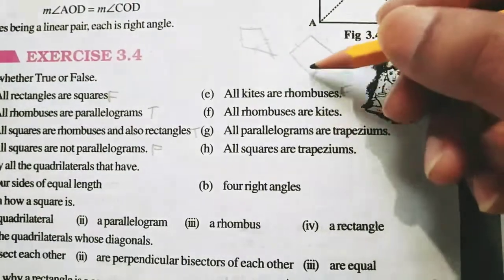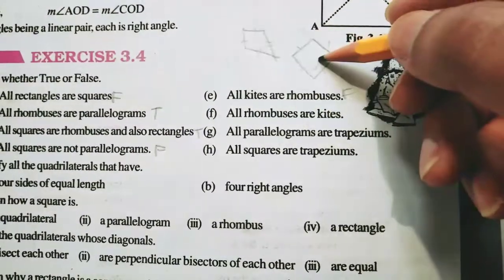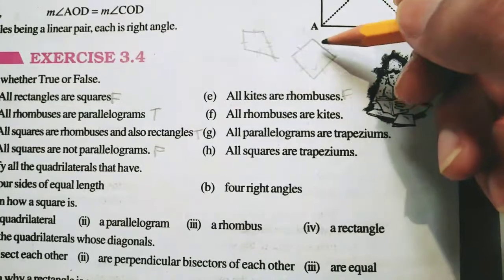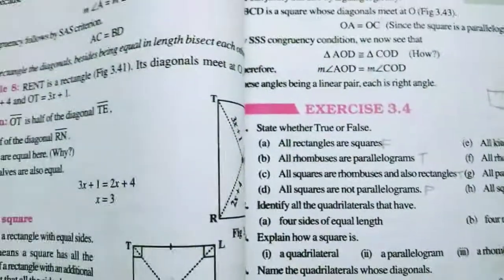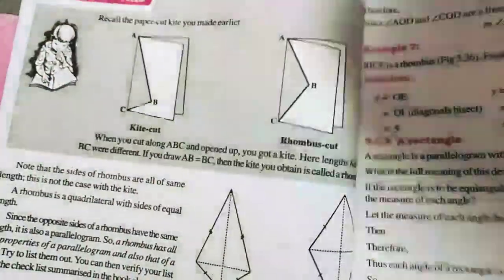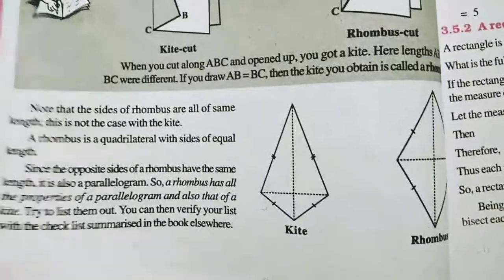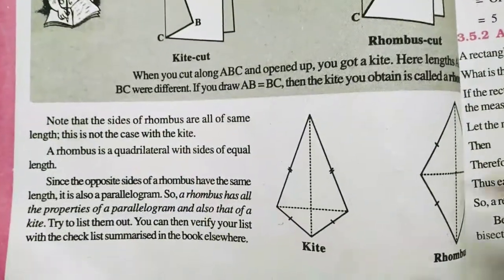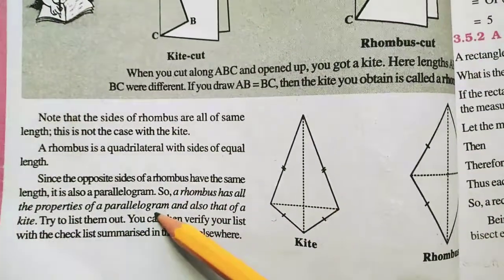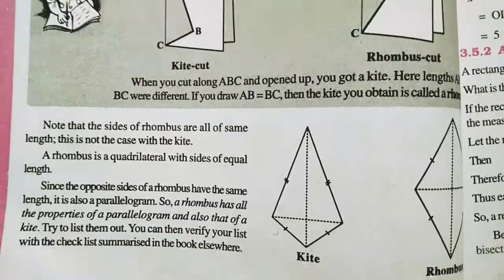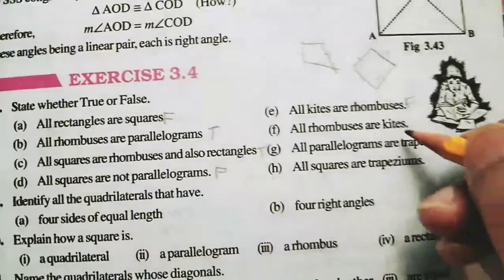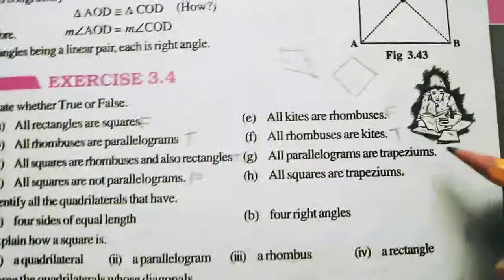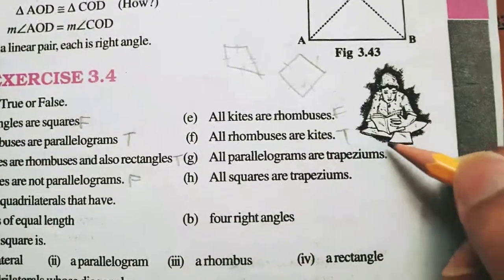All rhombuses are kites. Now the opposite one. All rhombuses are kites. Yes, all rhombuses can be kites, because you can see here in page number 52, it is written that all rhombuses have all the properties of a parallelogram and of a kite. So all rhombuses can be kites also. Understood? So it is true. Now all parallelograms are trapeziums. So it is also true.